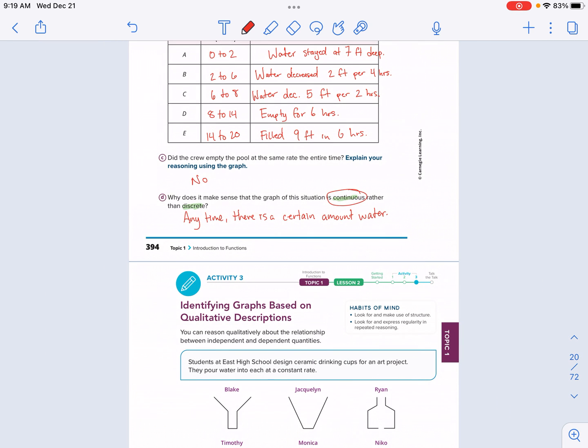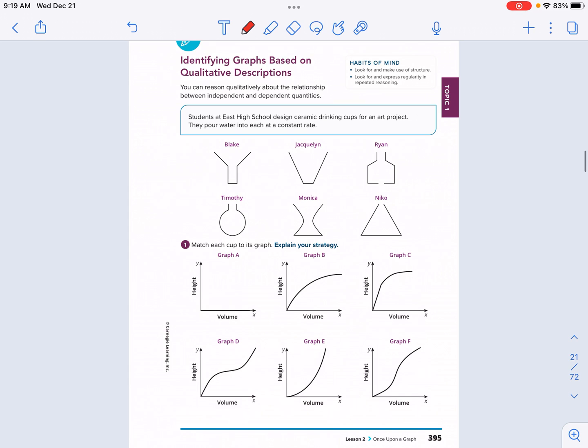Okay, and then for activity 3, before we get to talk the talk, you're matching. So we're going to do some of these and I'll have the rest be you-dos. Let's say we're going to do 3 of these. So it says students at this high school designed ceramic drinking cups for an art project. They pour water into each at a constant rate, so pouring at the same rate.